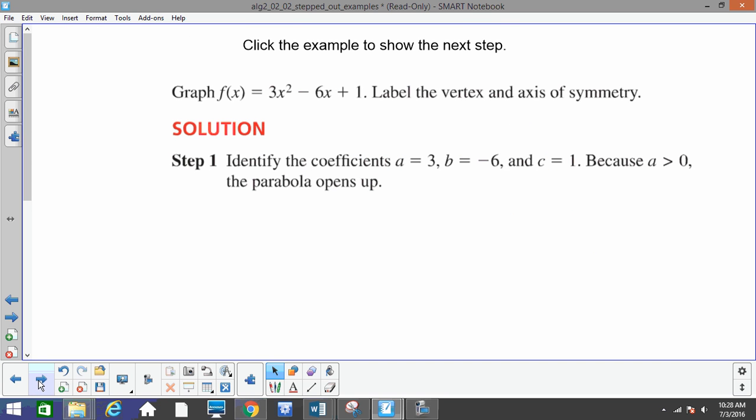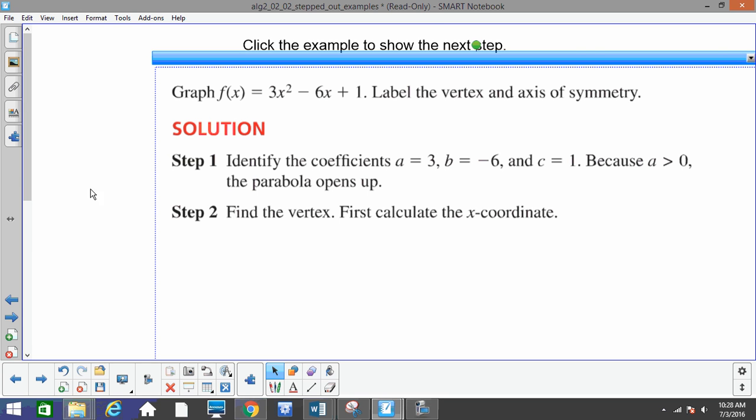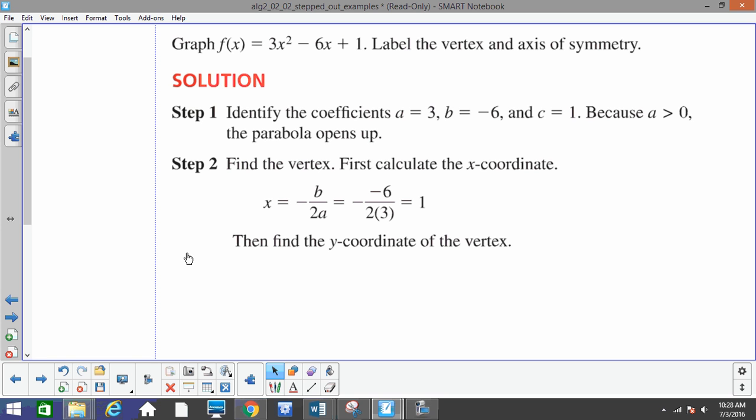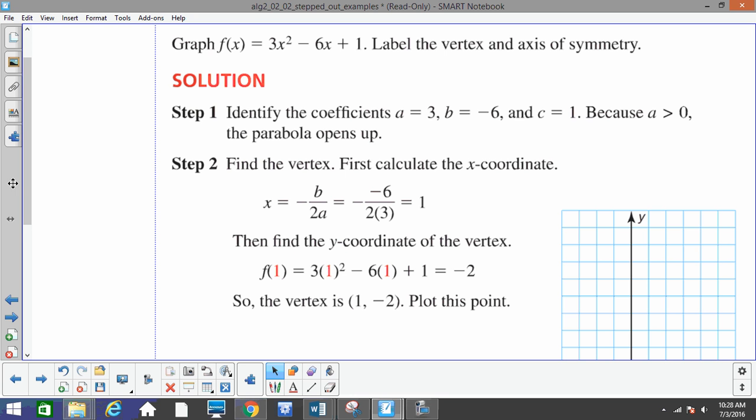So first one, we've got to graph 3x squared minus 6x plus 1. We want to label the vertex and axis of symmetry. Well, your a is 3, your b is -6, and your c is 1. And because a is positive, it's going to be opening upward. So we always want to start by finding the vertex. We have to figure out what that x-coordinate is. Opposite b over 2a. In this case, it's 1. We're going to take 1 and plug it in to find the y-coordinate. So f of 1 equals 3 times 1 squared minus 6 times 1 plus 1. And you get -2.